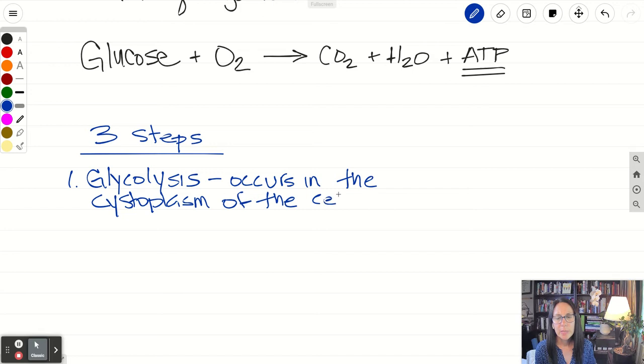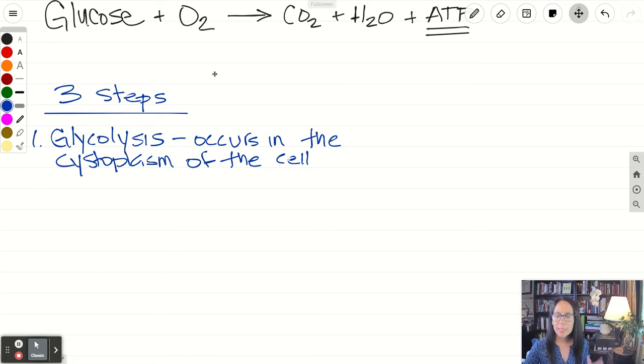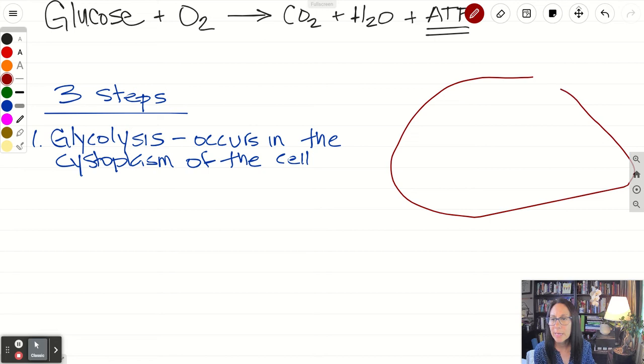Let me take a little aside here and draw a cell for you so we can imagine what's going on and where. I'm going to make it kind of reddish. This is a picture of a cell, and it could be any one of your cells or it could be a bacteria cell. All living things are made of cells.